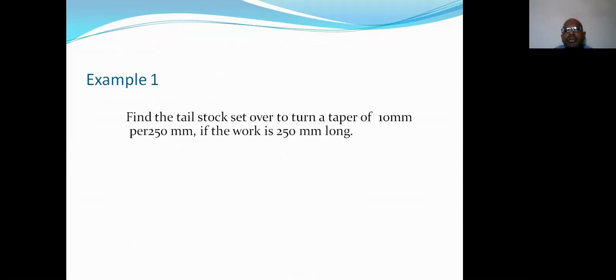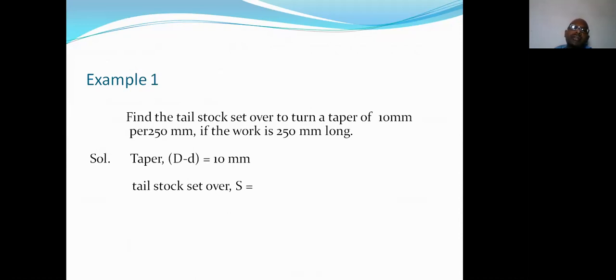One simple problem is given here. Find the tailstock set over to turn a taper of 10 mm per 250 mm, if the work is 250 mm long. Taper, capital D minus small d, is already given as 10 mm for a length of 250 mm, and total length capital L and small l are both the same, 250 mm. So tailstock set over equals capital D minus small d by 2, that is 5 mm. That means the tailstock is supposed to be adjusted 5 mm from the axis of the machine.